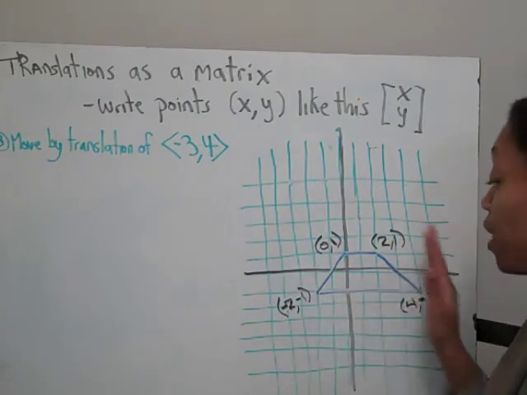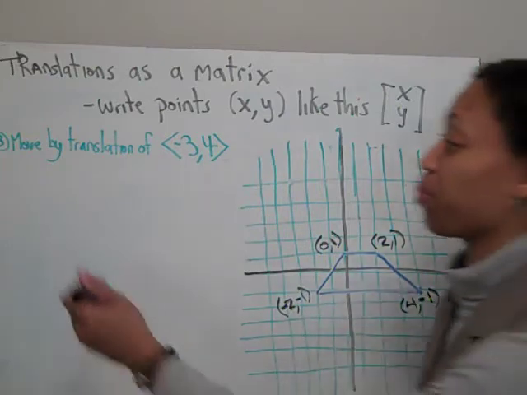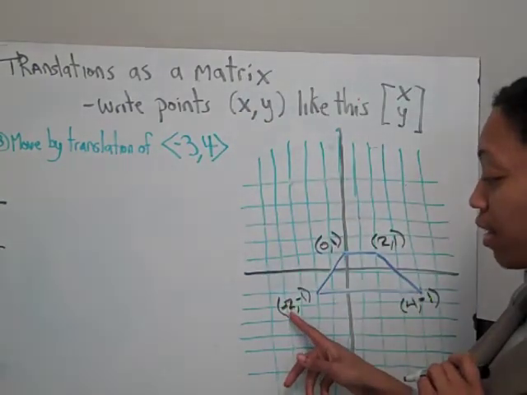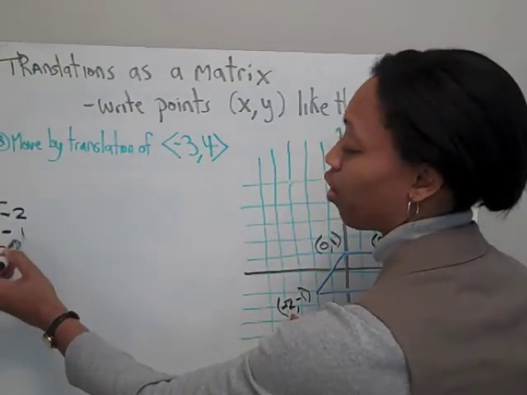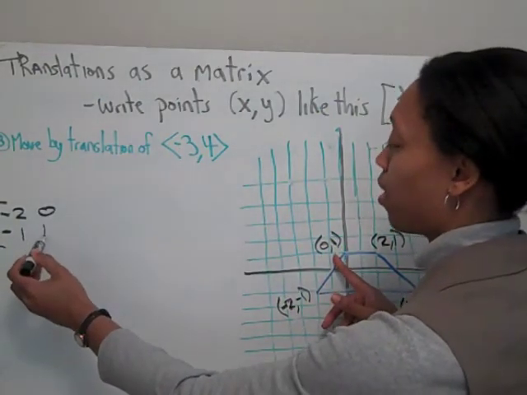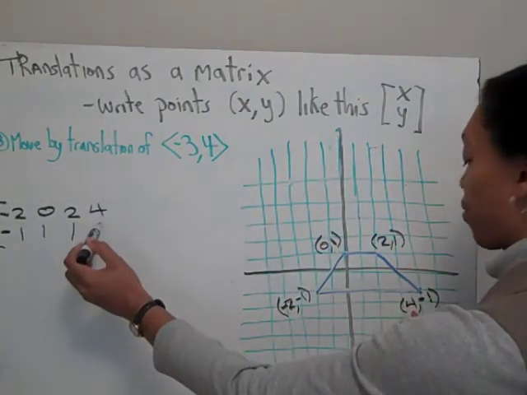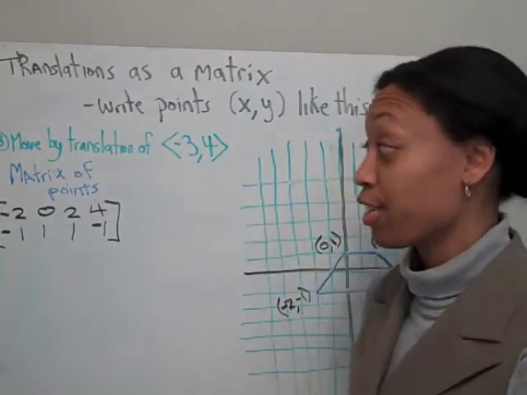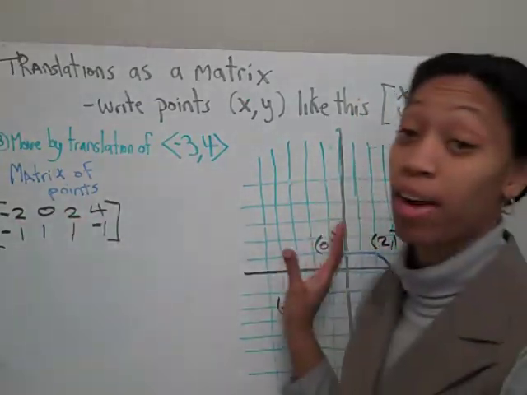Now, we can take all of these points, and instead of writing them like this, we can make a matrix out of them. So we're going to take each point. The first point is -2, -1. I'm going to put -2 on top and -1 on the bottom. And this point, put the 0 on top, the 1 on the bottom. This one is 2, 1. This one is 4, -1. And close the matrix. So the first step is to make a matrix of the points. So here's a matrix of all the points that were in my graph.